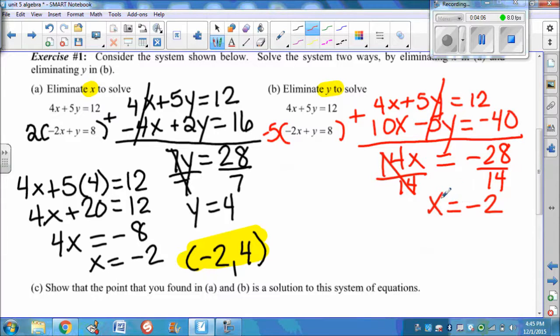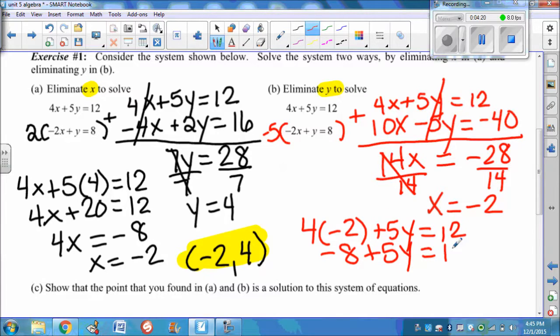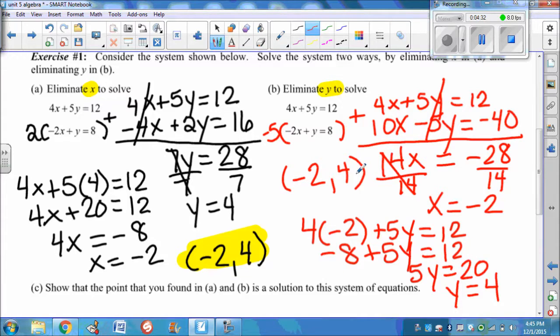Now, if I've got the x, I've got to find the y that goes with it. So 4 times negative 2 plus 5y. I chose to put it again into the first equation. It doesn't matter. And I've got a two-step equation that I can solve. So 5y equals 20, and y ends up being 4. So again, my solution is negative 2, 4.